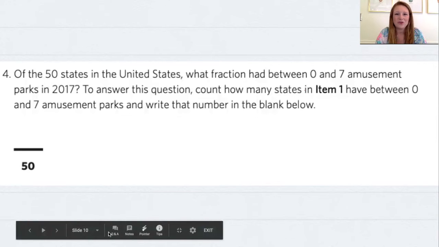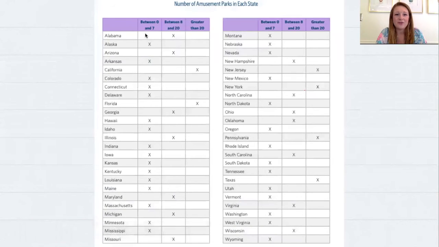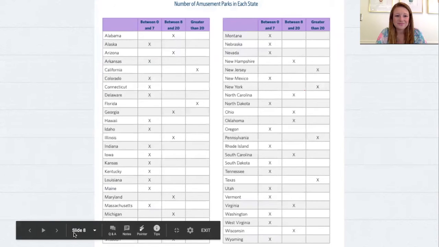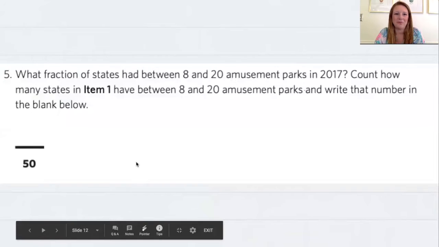To answer this question, you're going to use your chart that we just looked at to count the number of states that had an X in the column 0 through 7, and you're going to record that as our numerator, the number of states. So I'm going to go back to our chart, and right now, I want you to go ahead and count how many states have an X in the column between 0 and 7. Do that now. All right, do you have your answer? If you said 30, you're correct. There are 30 out of 50 states that have between 0 and 7 amusement parks.